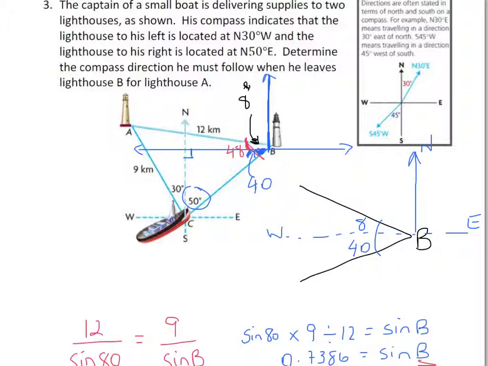Now we know that the east and west line right here and the north and south line make a 90-degree angle, right? But this little angle right here is 8. So that means here, whatever is left over is 82 degrees. And that's in the direction the captain has to sail. So he has to sail 82 degrees west of north.